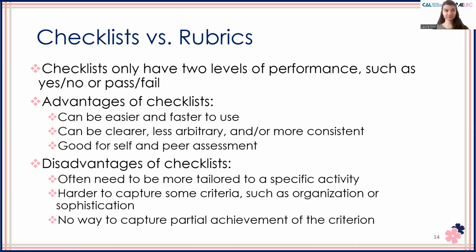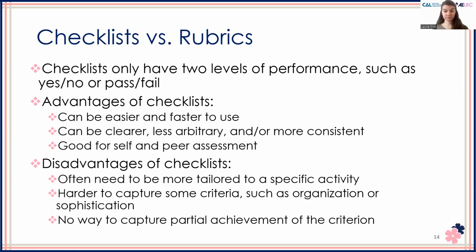So before we go on, let's take a look at another, related tool, the checklist. Checklists also have criteria for a performance, but they only have two levels, such as yes and no or pass and fail. This can make them easier and faster to use, as well as clearer, less arbitrary, and more consistent. They can be especially good for self and peer assessment.